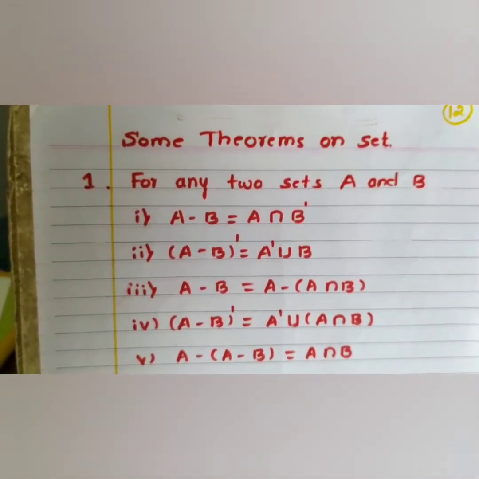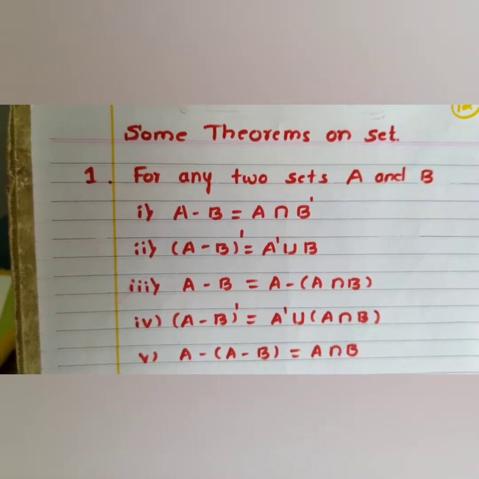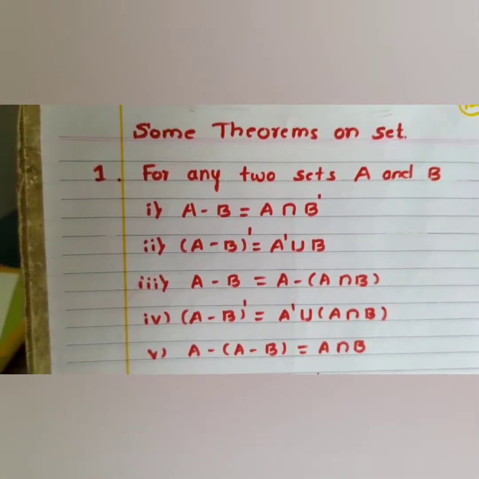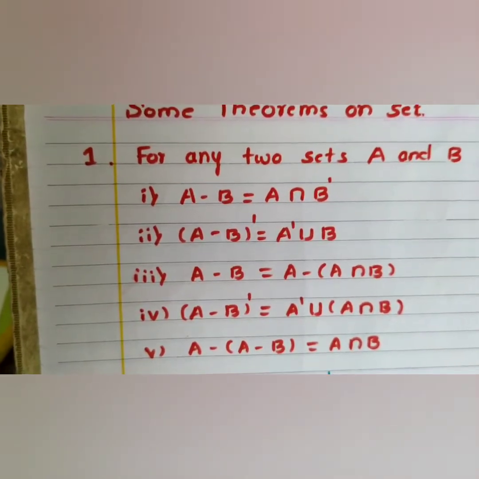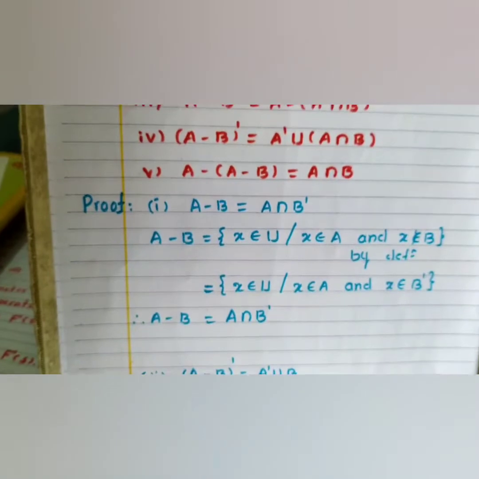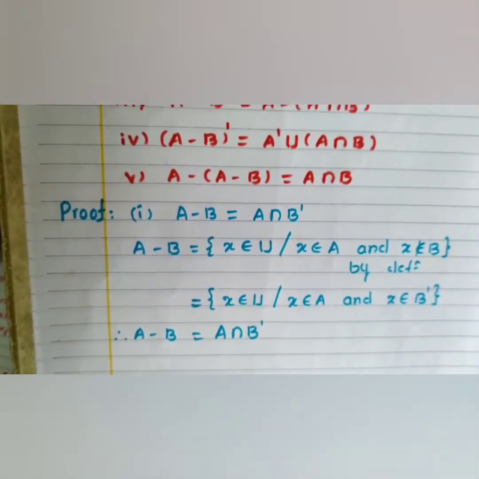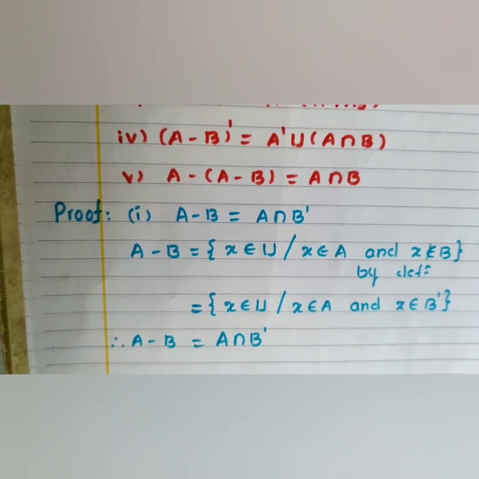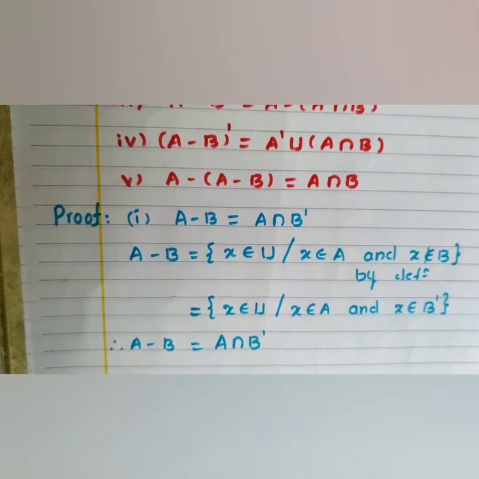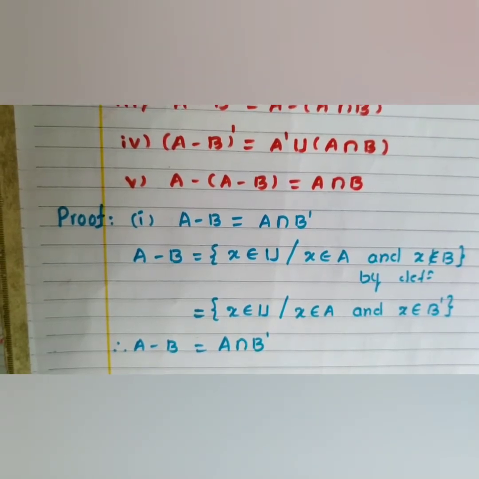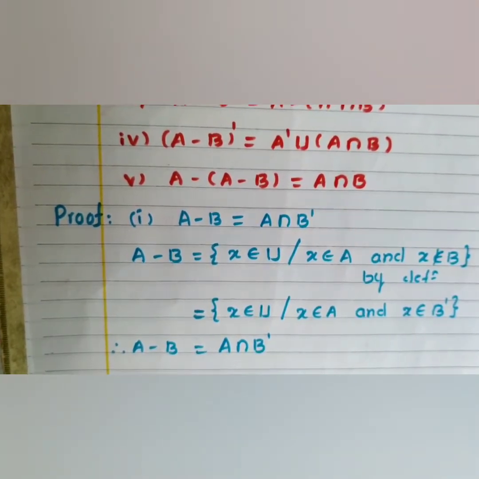Now to go for the proof of the results one by one, recall the definitions of difference, intersection and union. With the help of those, we can prove these results. Let us go for the proof of the first one. I want to prove A minus B is equal to A intersection B dash, that is, A intersection complement of B.